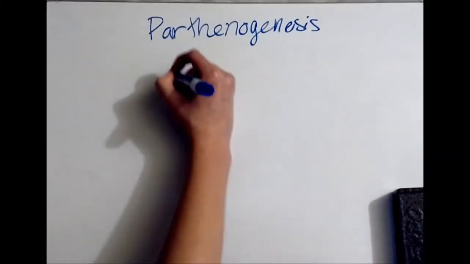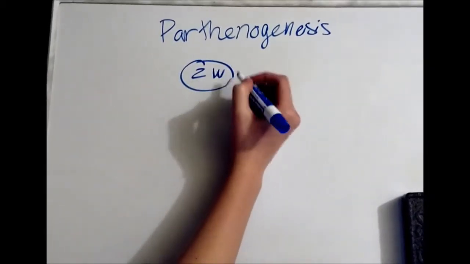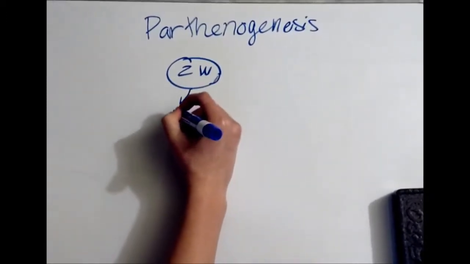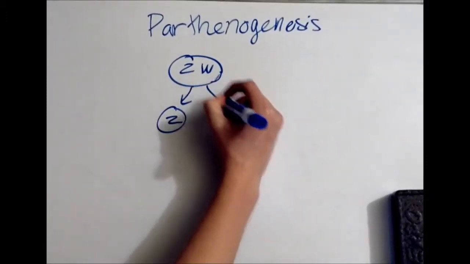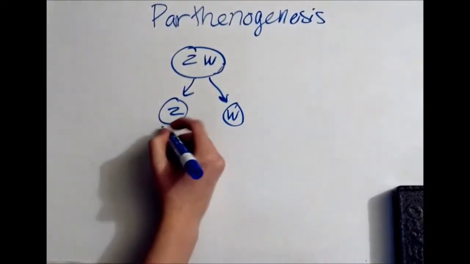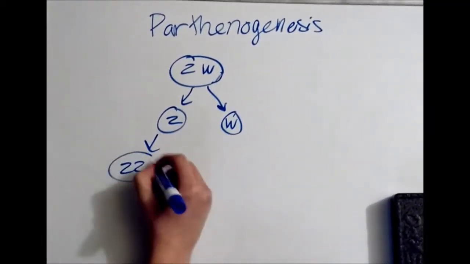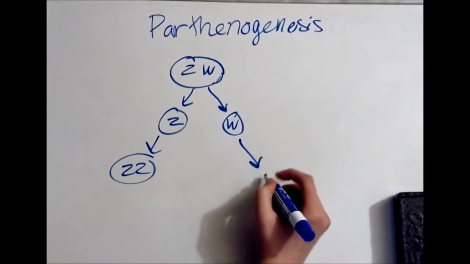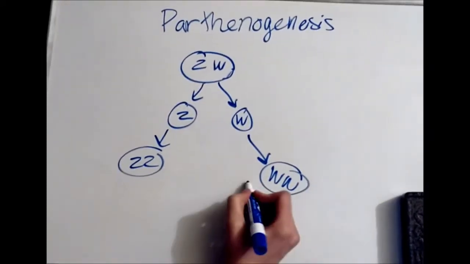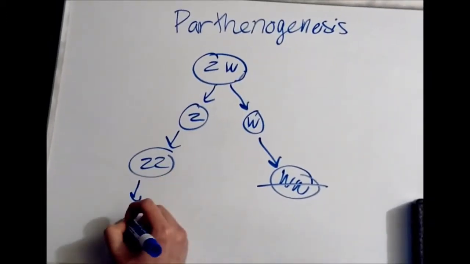Here we're going to map out the pathway of that method. So you start out with an egg that is ZW, and that egg then splits into a cell that is Z and a cell that is W. And of course these cleave and continue to grow. So you have a cell that is ZZ and a cell that is WW. Now the WW cell is not conducive with life, but the ZZ cell is, and it develops into a male.